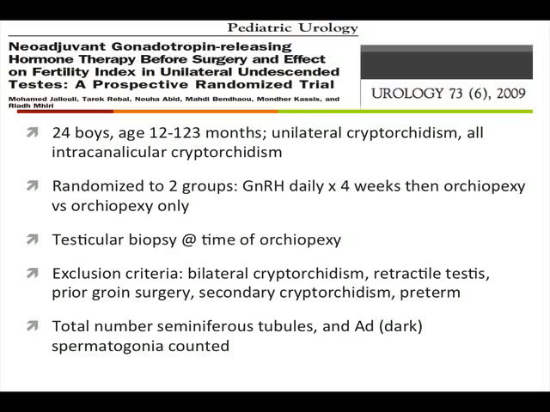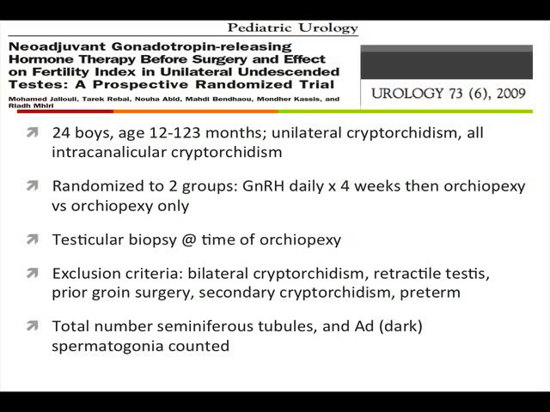This was a paper looking at neoadjuvant GnRH therapy before surgery, and what happens to the fertility index in unilateral cryptorchid testes. They looked at 24 patients with a wide range of ages, 12 to 120 months, with unilateral cryptorchid testes only, all intracanalicular. They randomized them to 2 groups: GnRH for 4 weeks and then orchidopexy, or orchidopexy only.